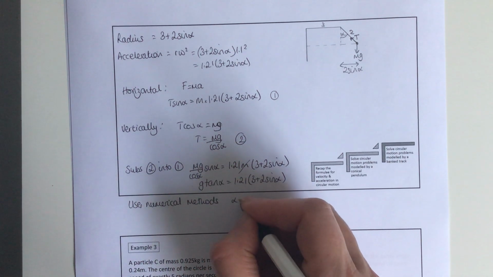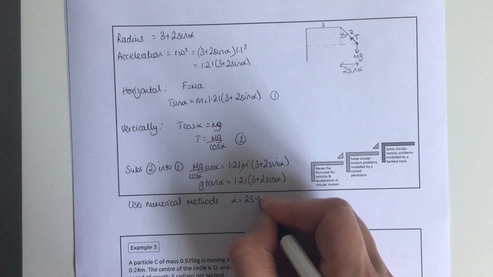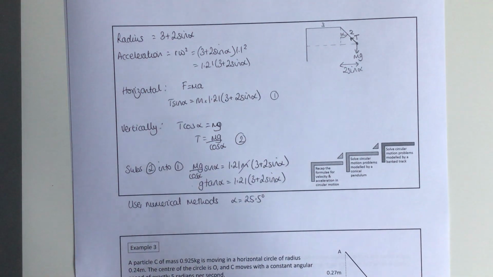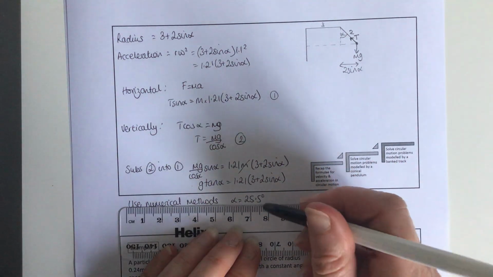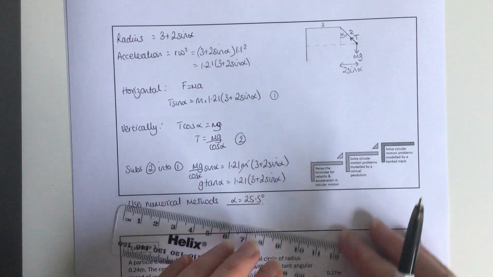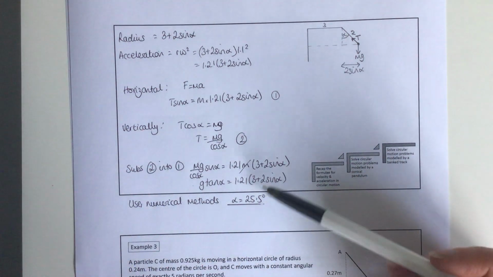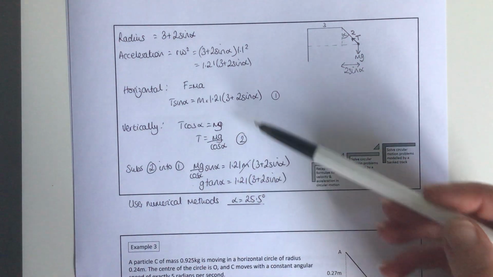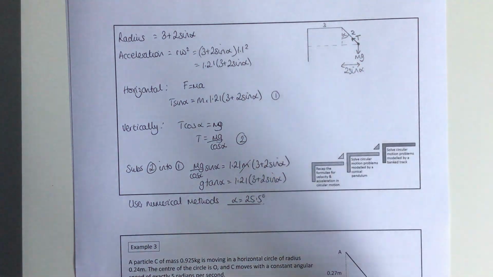And you actually end up with alpha as 25.5 degrees. And you can have a look at that, see if that works. You can plug that into that equation and just check. At this point, it's not so much worried about getting that final answer. It's about knowing that method for this section.